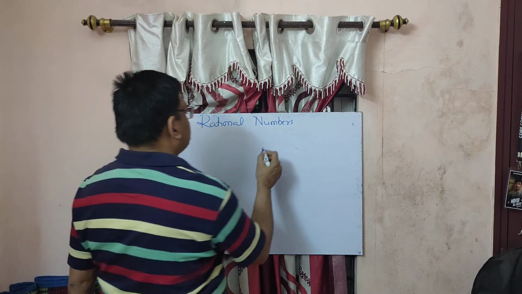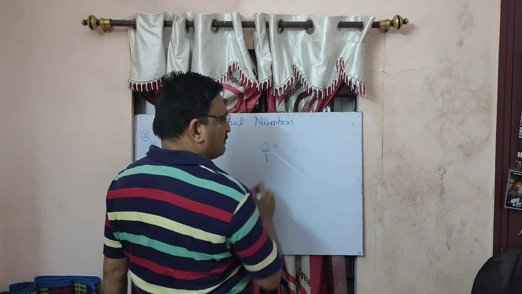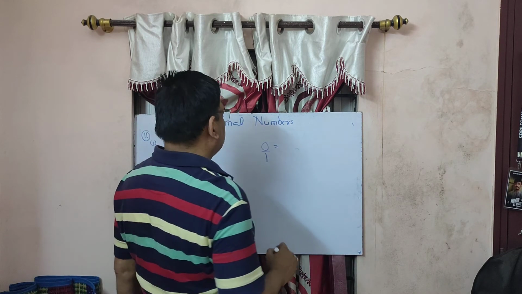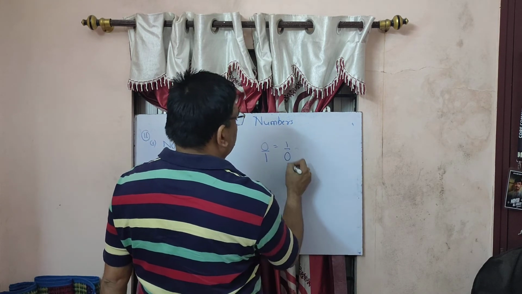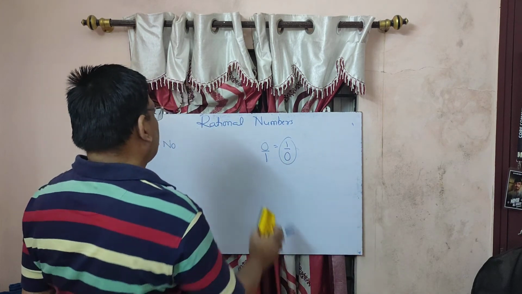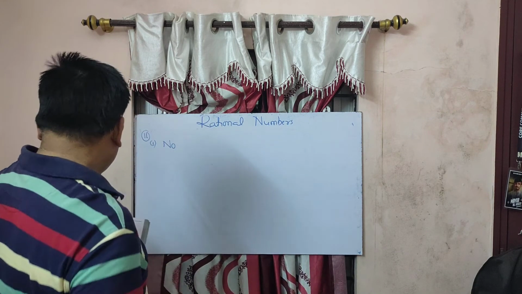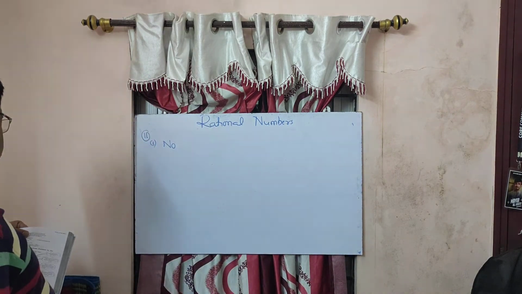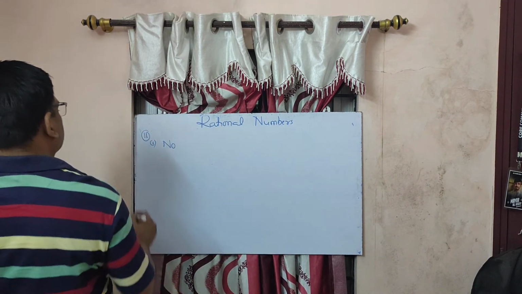So 0 means 0 upon 1. If you want to write the reciprocal, it is 1 upon 0, and this is not a rational number. So in all you have to say, 0 has no reciprocal.